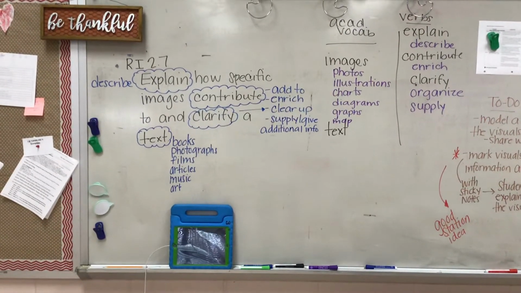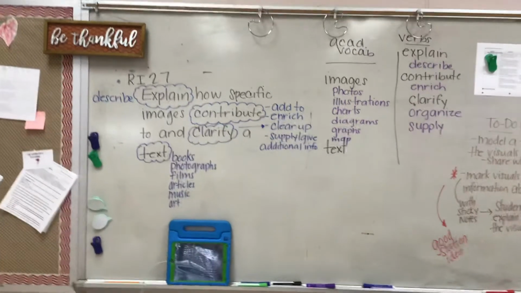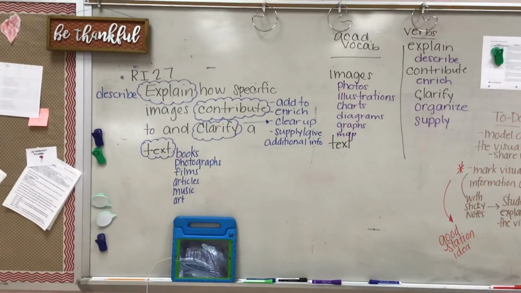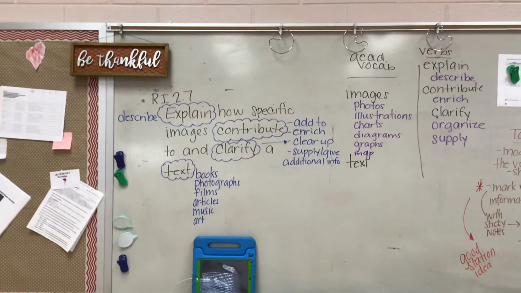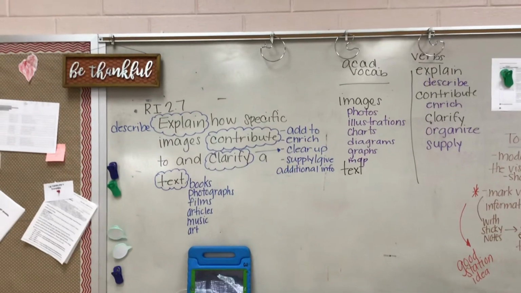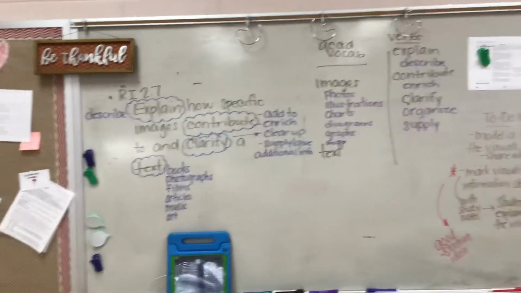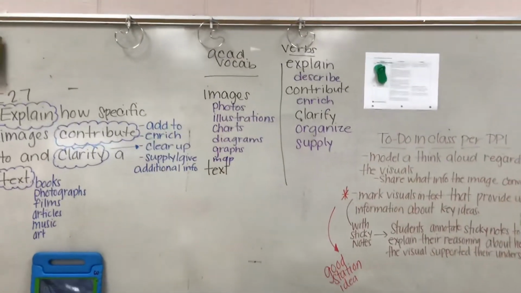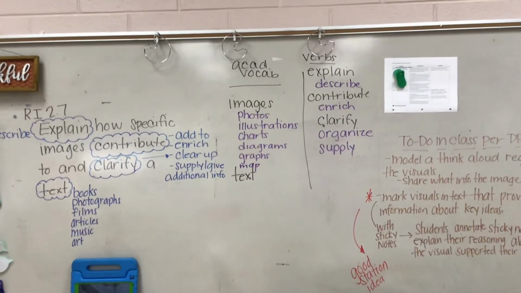Clarify, there's an arrow drawn from clarify to clear up because that's what clarify does. It's clearing up any kind of misunderstanding. And obviously we all know what text is. I just denoted books, photographs, films, articles, music, and art only because that is what is specifically listed in that clarification document.